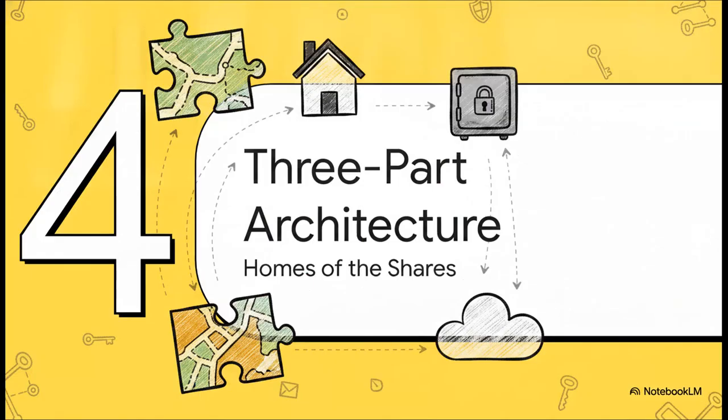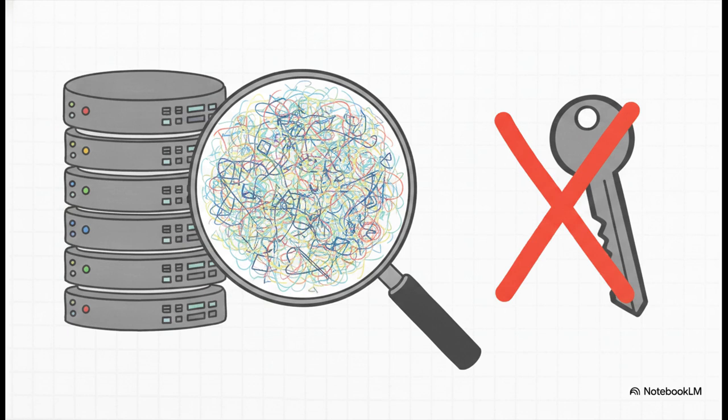On to Section 4, the three-part architecture, homes of the shares. So where do these 3 cryptographic map pieces actually live? The crucial point is this: the full private key never exists in one place at rest. Not in a database, not on a server, literally nowhere. This is the absolute bedrock of opensigner's non-custodial guarantee.